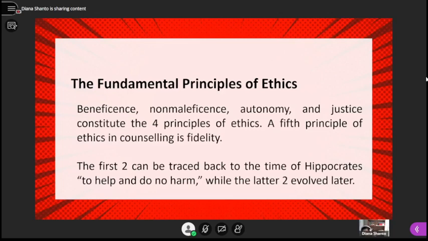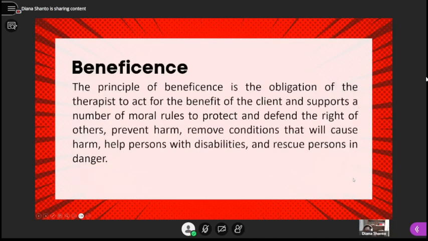Best interest of the client, to help them. Non-maleficence was do no harm. These 2 were the main ones. And then there was autonomy, which means freedom of the client. And then justice, for us, that's social justice. And then fidelity, a trust. So, beneficence is the obligation to act for the client's benefit.